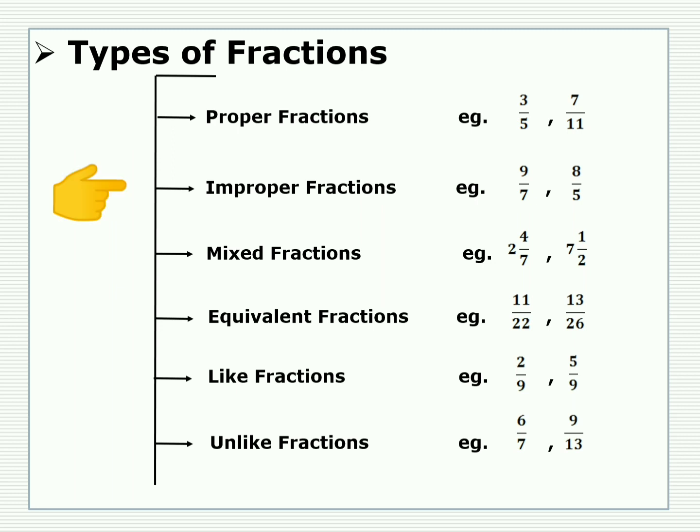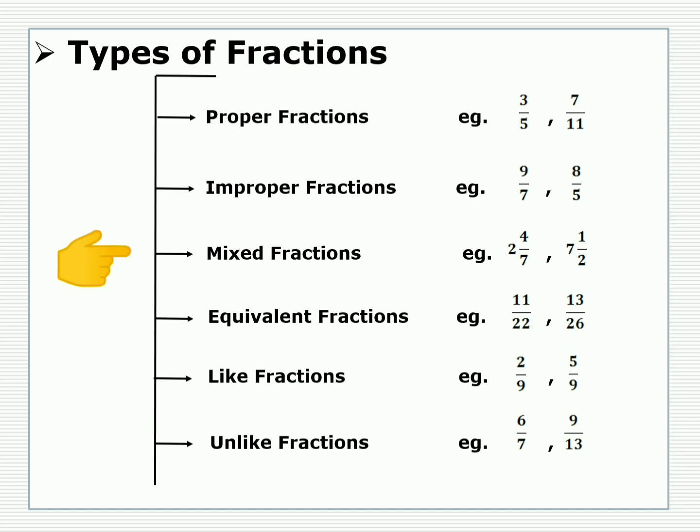Next is improper fractions. Improper fractions are such fractions where numerator is greater than the denominator. And remember children, value of the improper fractions will always be greater than 1. Examples are 9 upon 7, 8 upon 5.